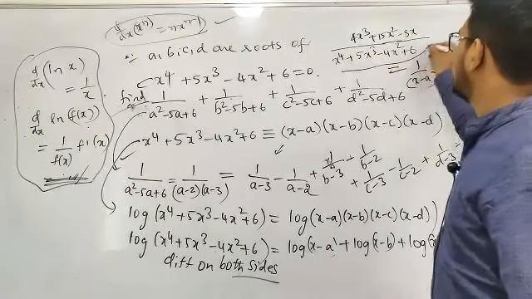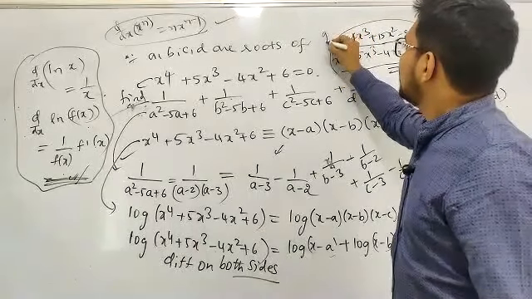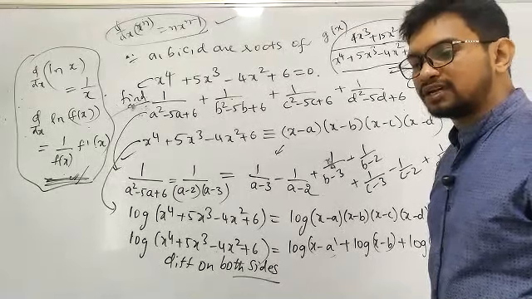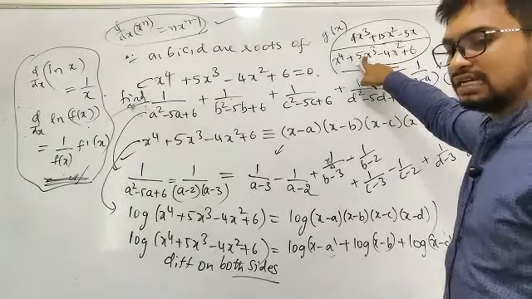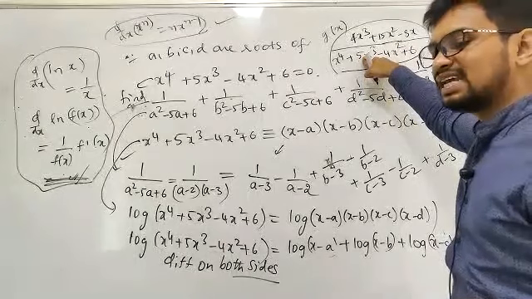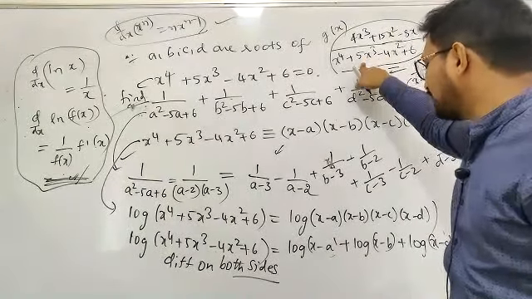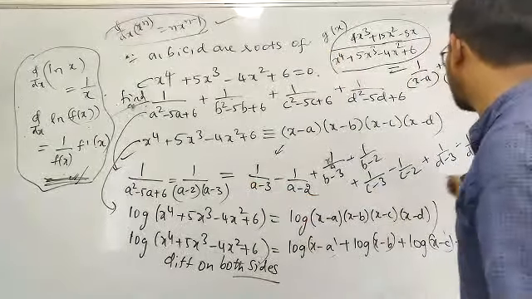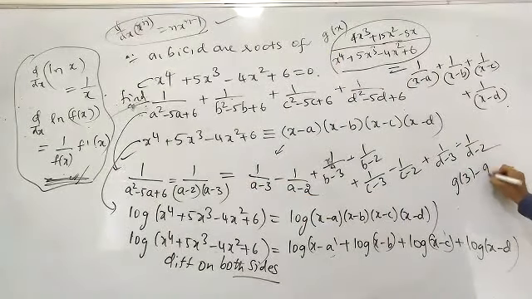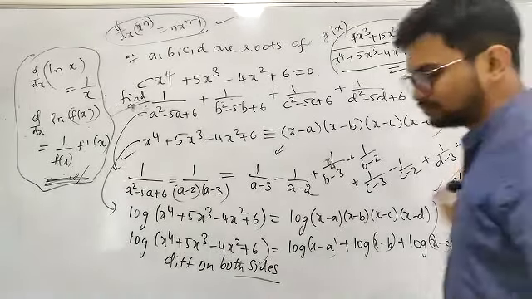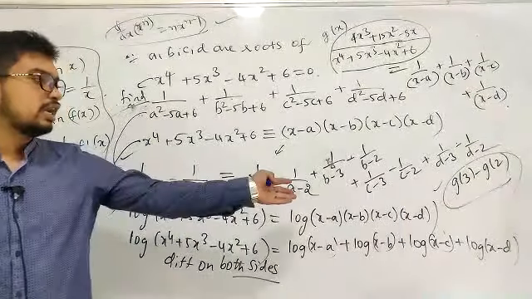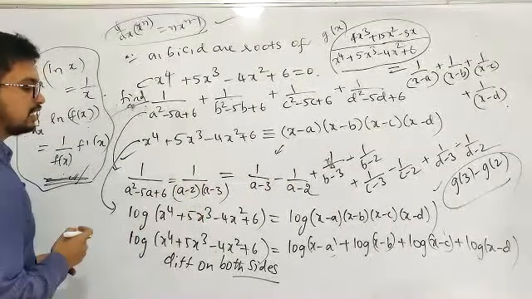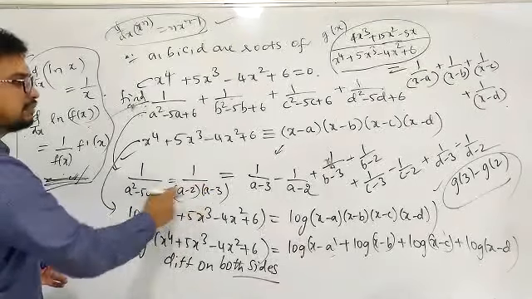Now, let's say the left side part is equal to g of x. If this is taken as g of x, what is your final answer? Your final answer has to be something like g of 3 minus g of 2. You can write it as 3 minus a into 2 minus a.